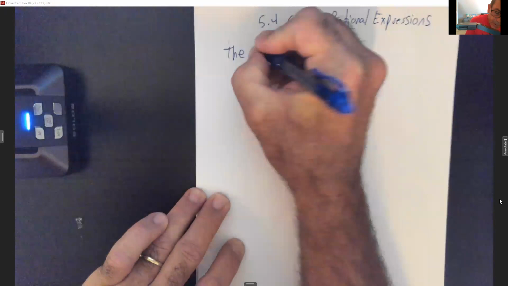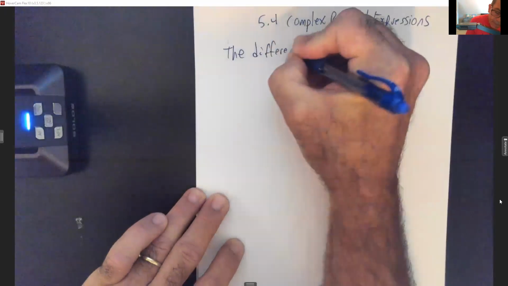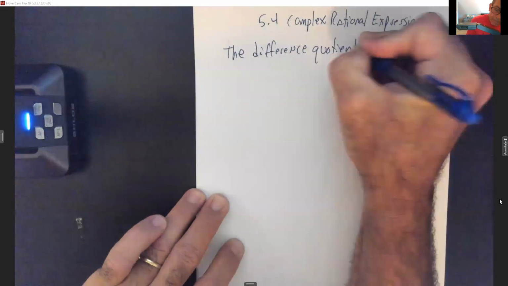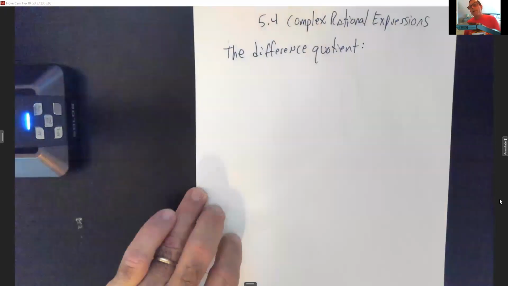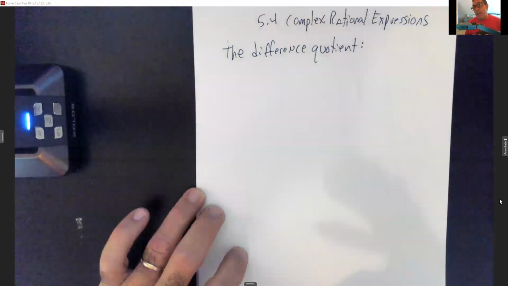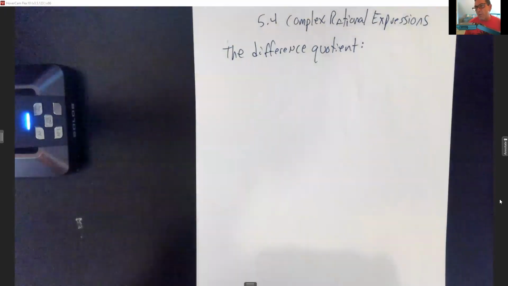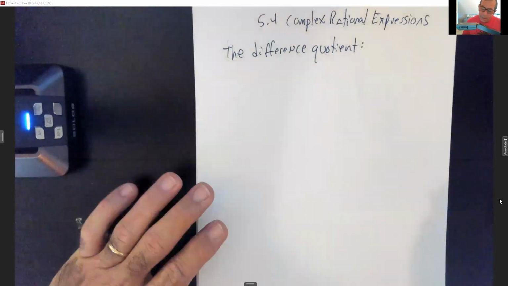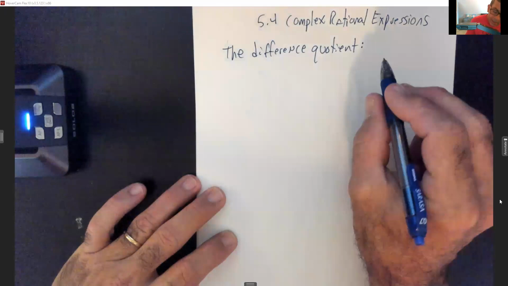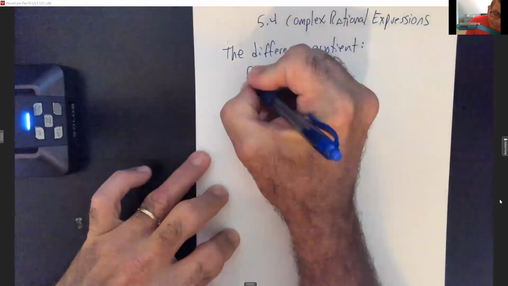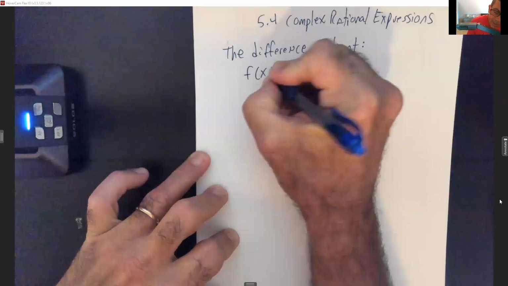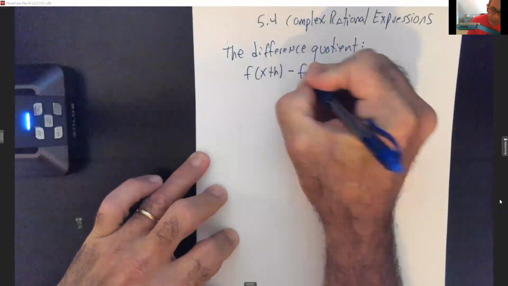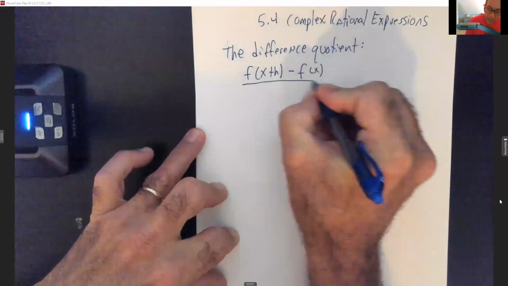So they use this a lot in calculus to find slopes of curvy lines. So this formula is given by f of x plus h minus f of x all over h.